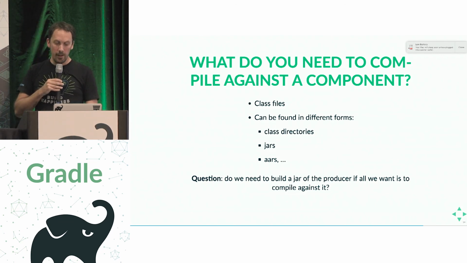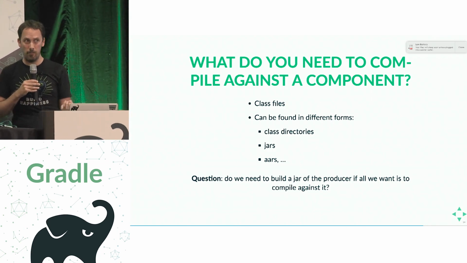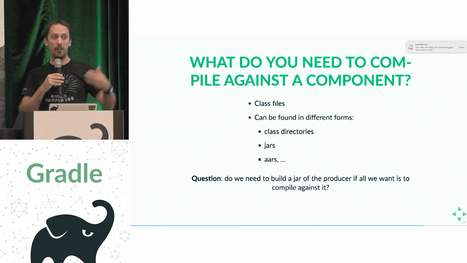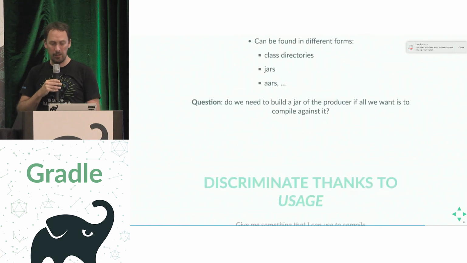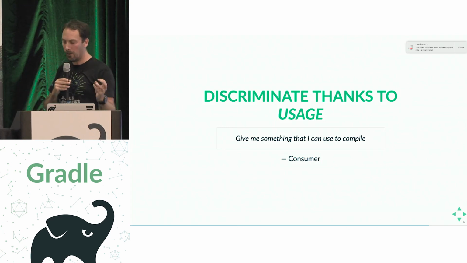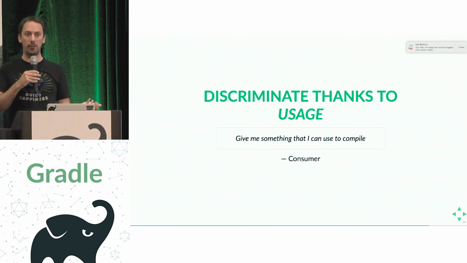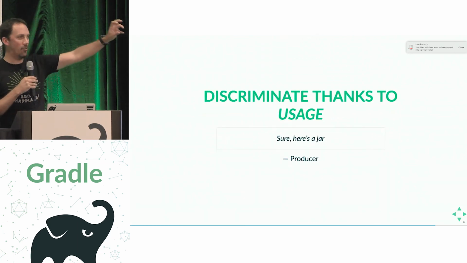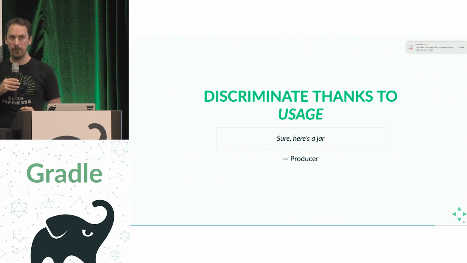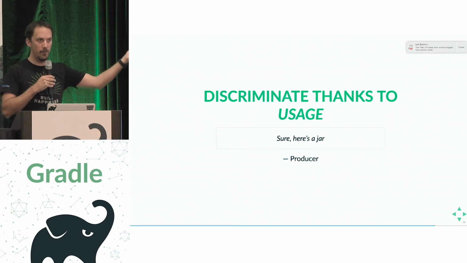So the question is, do I need the jar to compile against the component? Is it really a jar that I need to provide to a compiler for it to work and compile against me? Maybe, maybe not. So we have the notion of usage, and we're going to say, okay, please, producer, give me something that I can use to compile. And the producer is going to say, hey, sure, I have something. Here's a jar. And effectively, you can take the jar, compile against it, and it works.